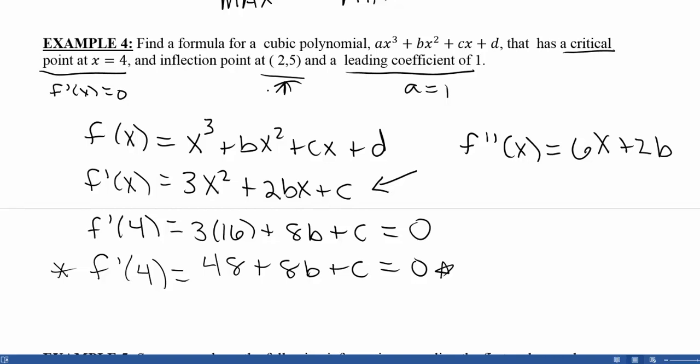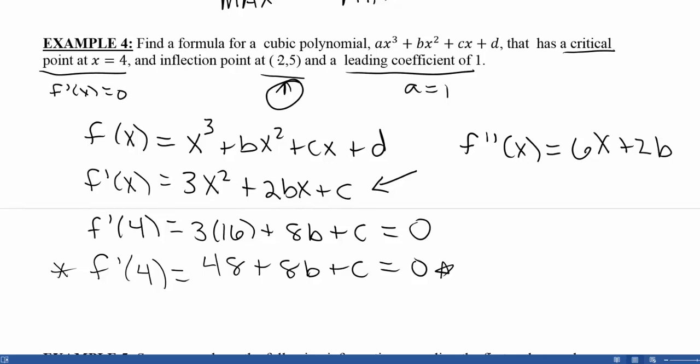Now, I want to talk about this inflection point. The inflection point on the original function is at the point (2, 5). When we've talked about inflection points and we've solved for things using the second derivative in the previous problems, we always did it in terms of where the x was. So we're talking about where things happen in terms of the independent variable. That point (2, 5), the whole point, only applies to the original function. However, the 2, the independent value, tells us where something happens.